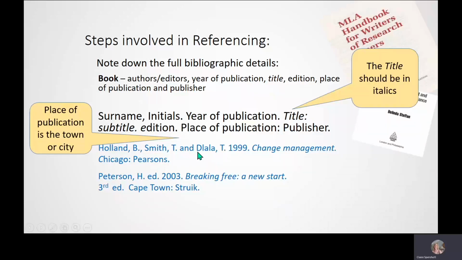So if we look at the examples below here, you'll see there are 3 authors here. We have Holland, comma, B, full stop, and then we have another comma. Because we've got 3 authors, the and only goes in between the last 2 authors. So if you can imagine, if you're writing a list of things, you put commas after the list until you get to the last 2 and you include and. So here we have Holland, comma, B, full stop, comma, Smith, comma, T, full stop, and Klala, comma, T, full stop. Okay, the date of publication, and then the title, which is italicized.